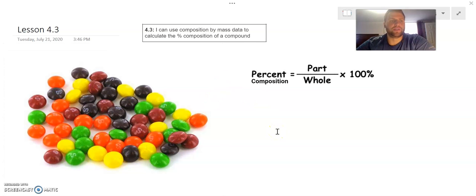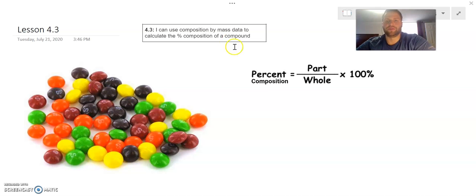Welcome to the final lesson of Unit 4, Lesson 4.3. And here's what 4.3 says. I can use composition by mass data to calculate the percent composition of a compound. So there's a really easy example we'll start with today.